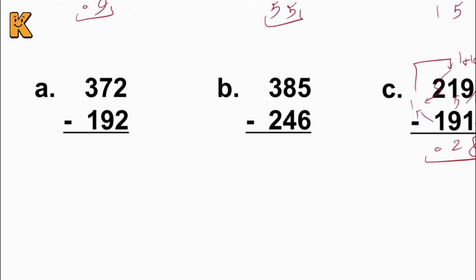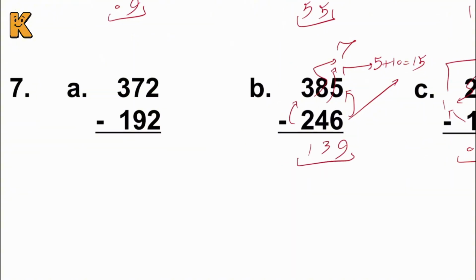385 subtracted by 246. Again, simple. I'm going to borrow a number out of this. This is going to be 5. Move it to 5. 5 plus 10 is equal to 15. So 6 subtracted by 15 is going to be 9. 4 subtracted by 7 is equal to 3. And 2 subtracted by 3 is 139.